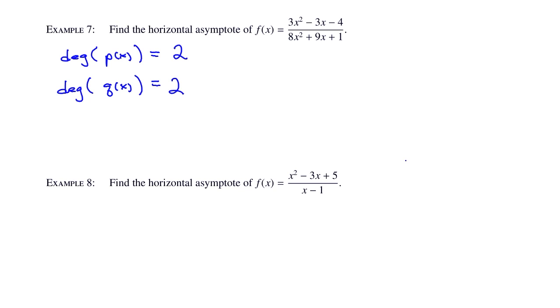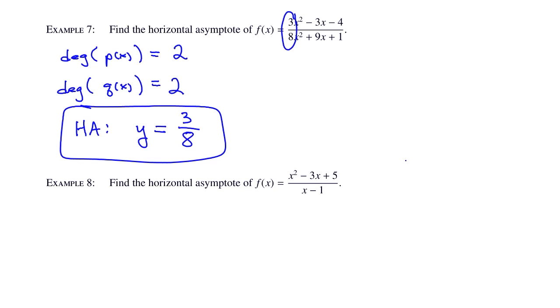When the degrees are equal, the horizontal asymptote is a line in the form of y equals the ratio of the lead coefficients. So this horizontal asymptote is y equals 3/8.